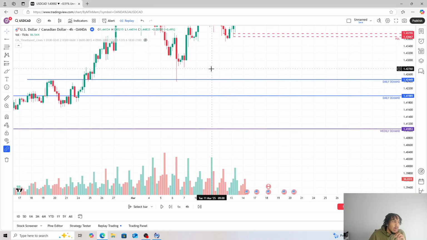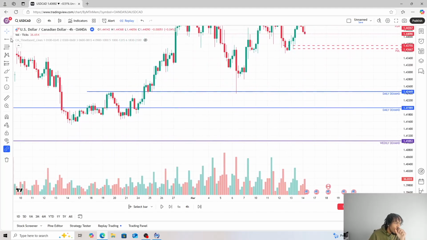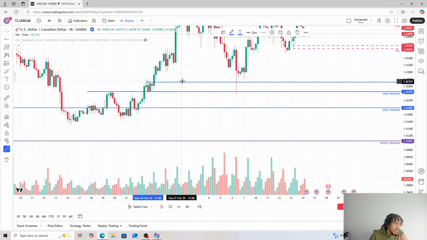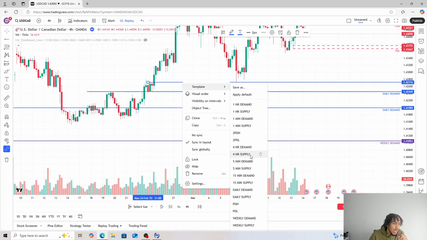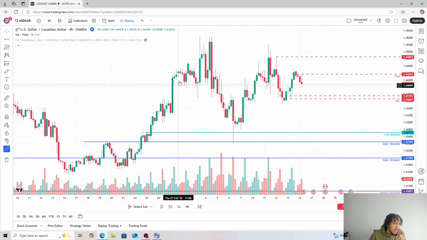4 hour, we got the same thing. Basically coming off of this 4 hour demand right here. Yeah, see, we didn't even want to close below that. So we had a 4 hour demand right here. Had this big move up.